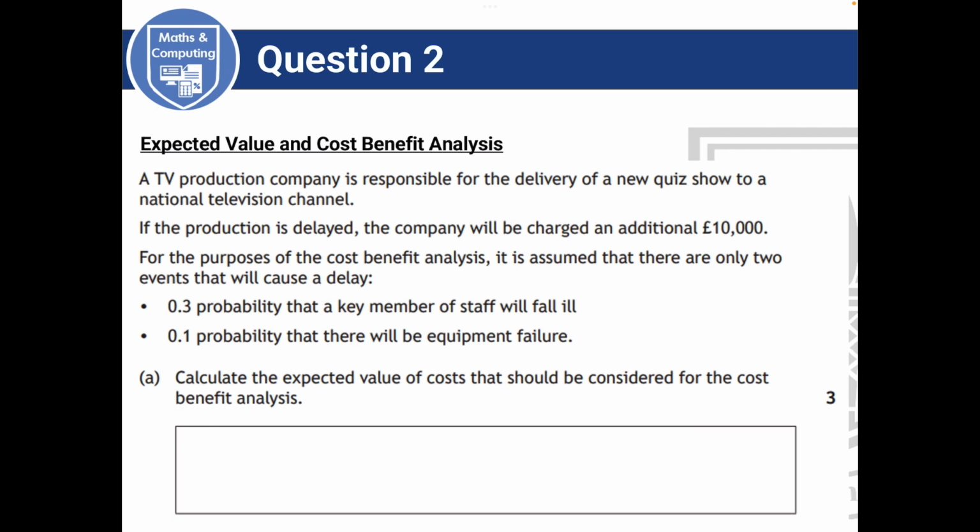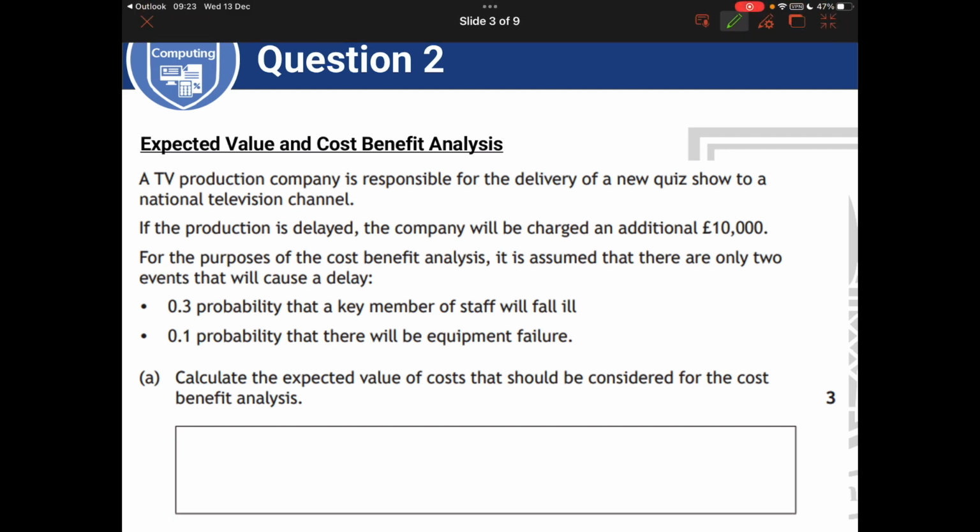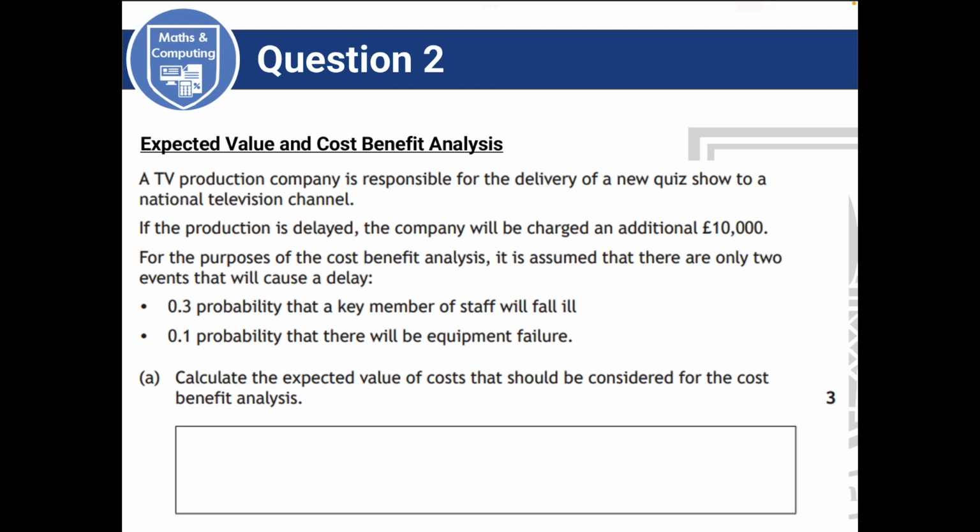Okay, so let's take that information and let's start making the expected value of costs that should be considered for the cost benefit analysis. The first thing that we're going to do here is start off by making our tree diagram. That's probably the best way for us to go here first. So let me just change this pen back over. Okay, so we're going to go for our tree diagram.